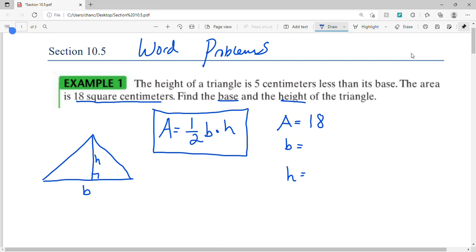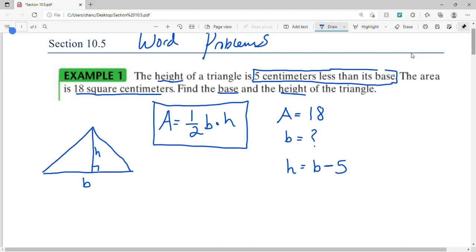The height is 5 centimeters less than its base. The height is not 5, it's 5 centimeters less than its base. So for the height, I'm going to write the base minus 5. We don't know what the base is, so we'll leave that as an unknown, but we know the height is whatever the base is minus 5. So that's going to help us quite a bit.